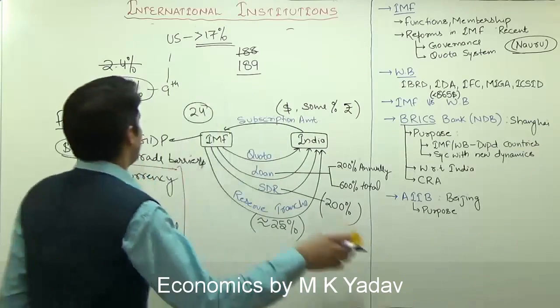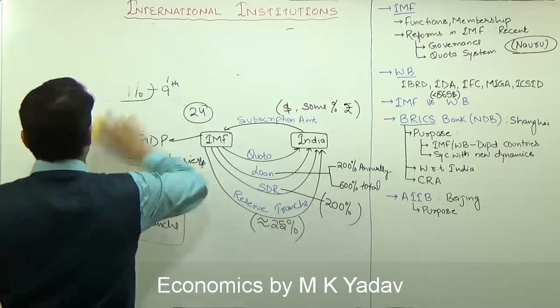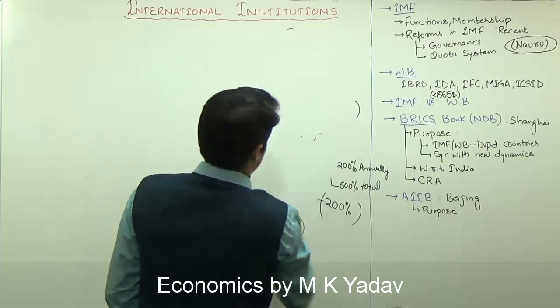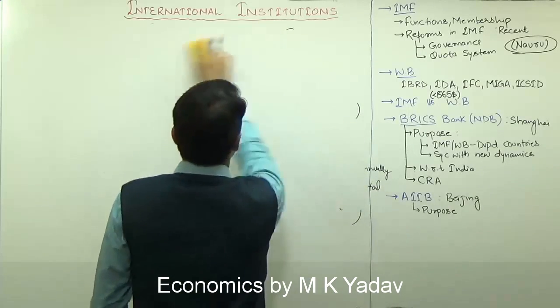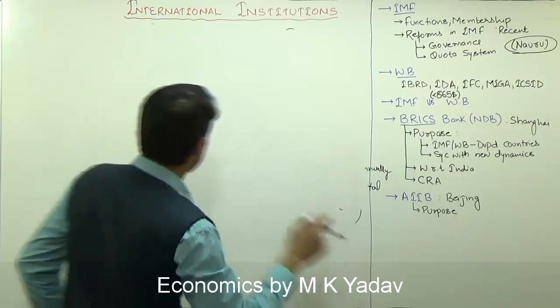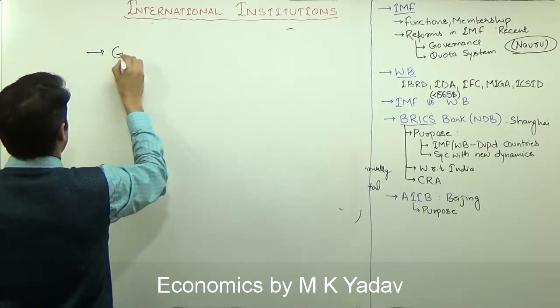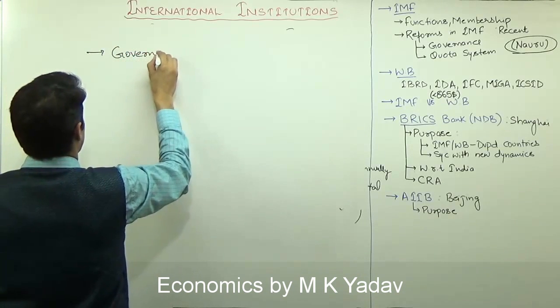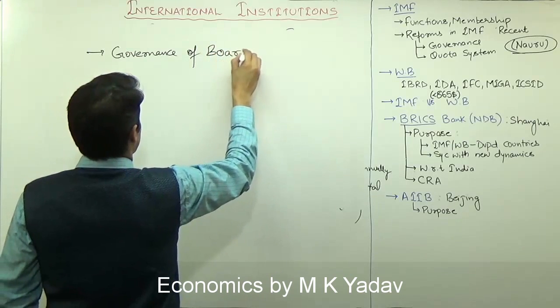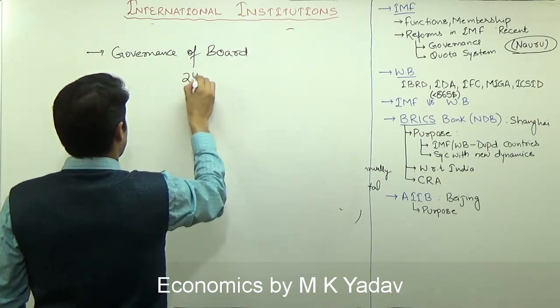Then the recent reforms: what was the need for the reform, and what all reforms were recently accepted by the IMF. The first thing is the governance. Governance means we have a board, the executive board. There are 24 members.